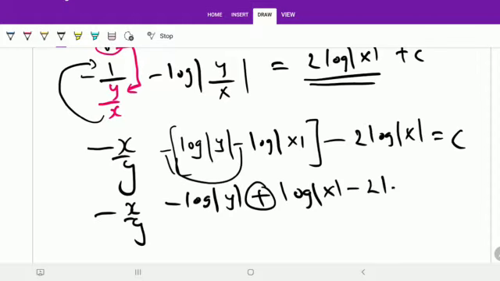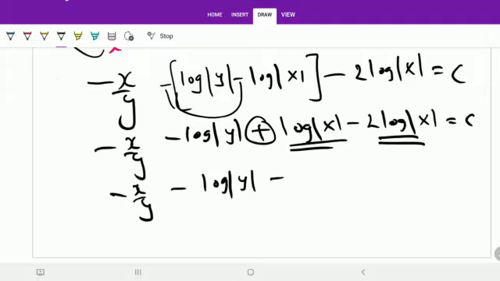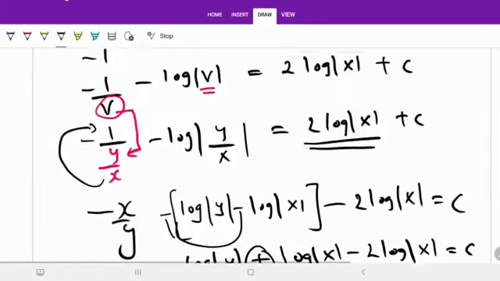Log mod x minus 2 log mod x equal to c, minus x by y minus log mod y. Log x minus 2 log x is minus log x, right? So minus log mod x equal to c. So this is my present answer. Let's check which of the options it matches.